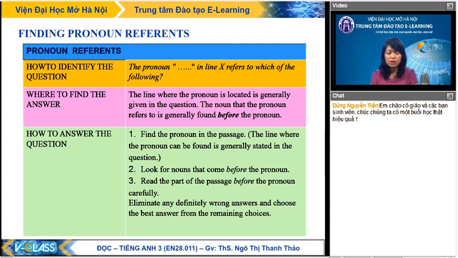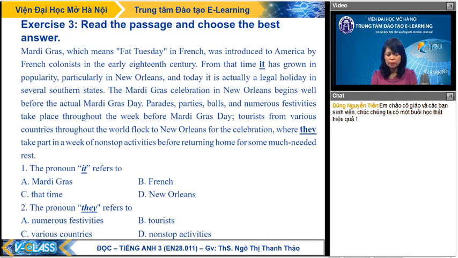And what about the steps or procedures in finding the answer to this question? First, of course, you have to find the pronoun in the passage. The line where the pronoun can be found is generally stated in the question as I just mentioned. Step 2, look for the nouns that come before the pronoun. Number 3, read the part of the passage before the pronoun very carefully. And number 4, eliminate any definitely wrong answers and choose the best answer from the remaining choices. So now, I would like you to look at exercise 3 here. This is a very short paragraph. You can see that there are 2 pronouns underlined here in bold.